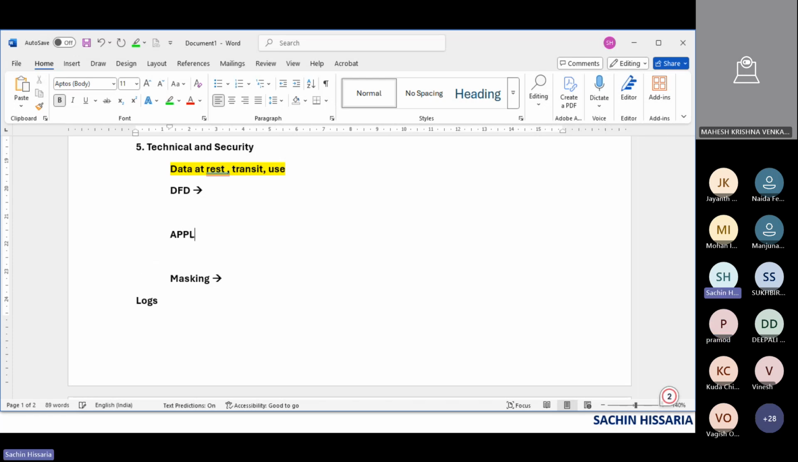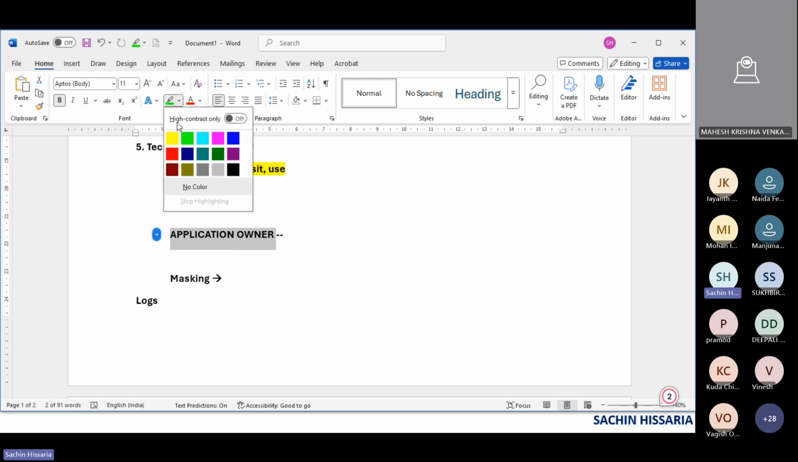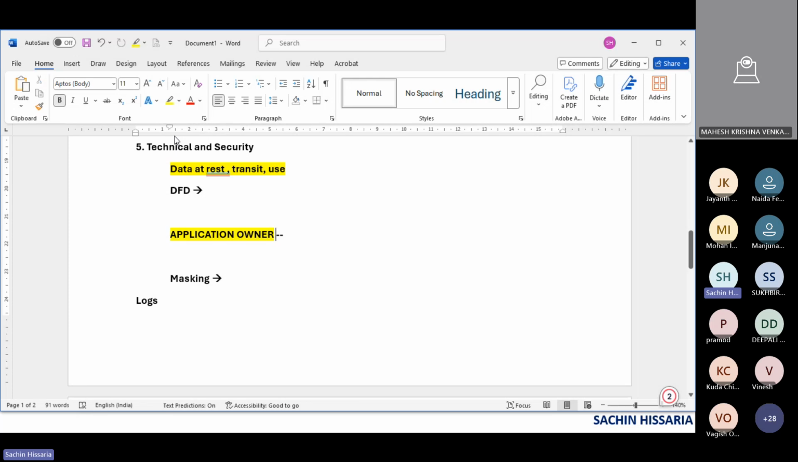So basically, Pramod, for each application we are identifying the owner. Although it can be managed by different people, in an organization there would be one person or maybe a team known as the application owner. That application owner will do a joint activity with the privacy team, or they can appoint a consultant to prepare a DFD, a data flow diagram.